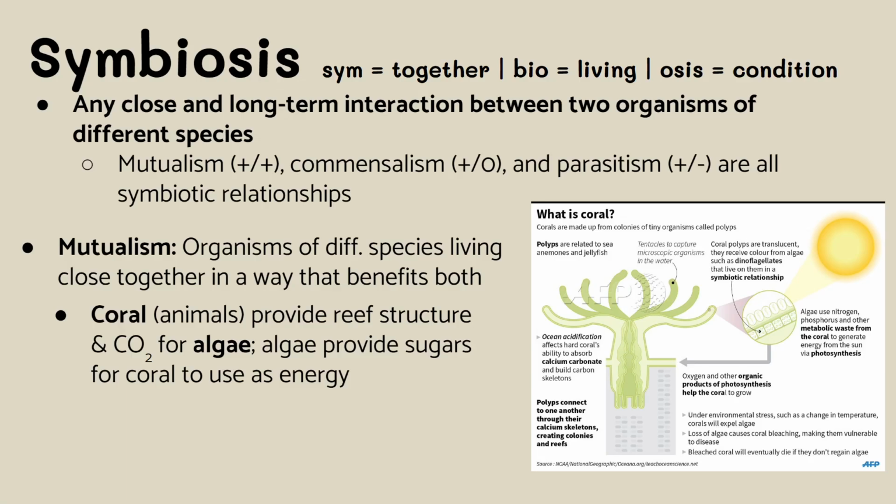Next, we have symbiosis or symbiotic relationships. The root term in this phrase can tell us what it means. Sym means together, bio means living, and osis means condition or state of being. Symbiosis means a state of being where two species are living closely together. We should remember that symbiosis is not necessarily good or bad. It's just a long-term interaction between two organisms of different species.